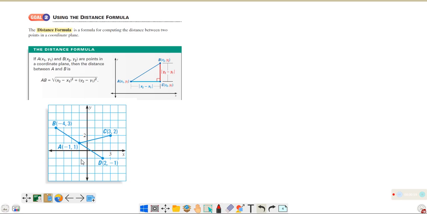So, gawa tayo ng example. Say, for example, we want to find the length of AB. Kukunin natin yung isa-isa. So, meron tayong length of AB, length of AC, and length of AD. And then, let's check kung sino sa kanila yung magkaparehas ng length. So, start tayo with AB.